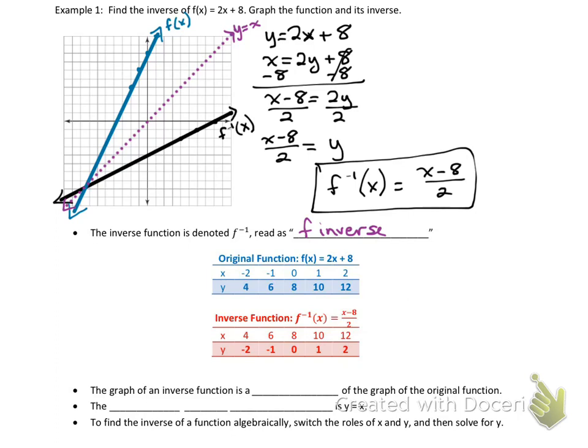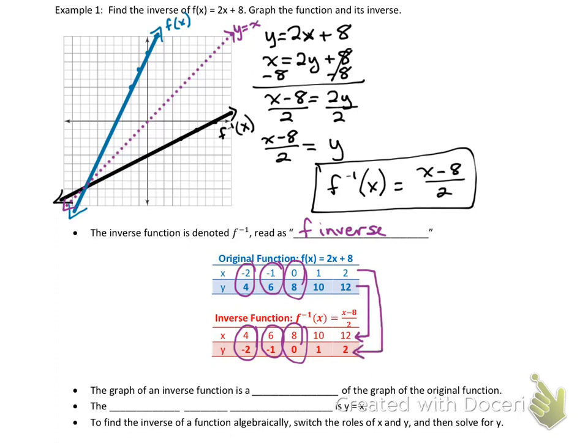So if you look at your x and your y values, we start with negative 2, 4. The inverse function is 4, negative 2. The original function has negative 1, 6. The inverse function has 6, negative 1. The original function has 0, 8. The inverse function has 8, 0. So you can kind of see at this point that your y's are the same as your x's for the inverse, and your x's for the original are the same as your y's for the inverse.